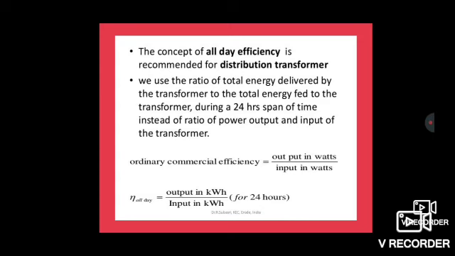We use the ratio of total energy delivered by the transformer to the total energy fed to the transformer during a 24-hour span of time, instead of the ratio of power output and input to the transformer. So, ordinary commercial efficiency of a transformer is output in watts divided by input in watts. But eta all day is output in kilowatt hours divided by input in kilowatt hours for 24 hours.